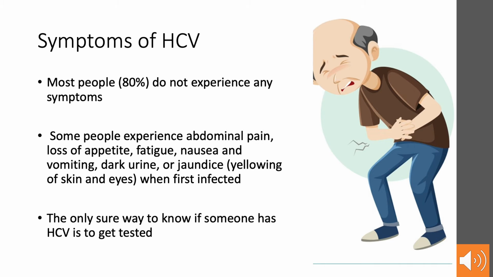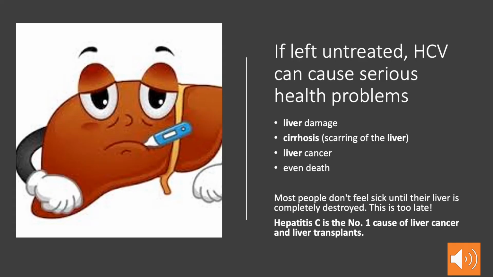As we learned before, 1 in 2 people who have hepatitis C do not know that they have it. And one reason for this is that most people have no symptoms. Others have symptoms like abdominal pain, feeling tired, or loss of appetite. But the only way to know for sure if someone has hepatitis C is for them to get tested for it. If someone has hepatitis C and does not get treatment, there can be serious health problems. These health problems include liver damage, liver cancer, and death. Importantly, hepatitis C is the #1 cause of liver cancer and liver transplants.